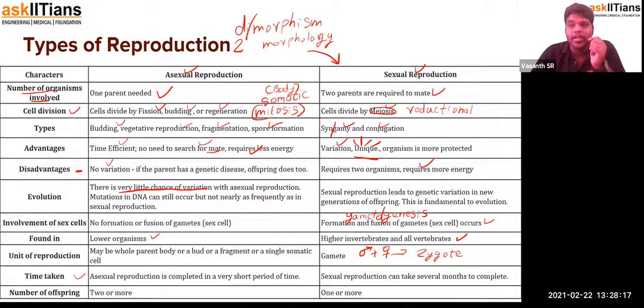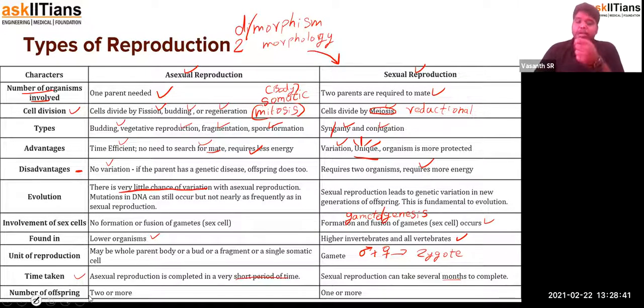Do you know how much time an elephant takes to actually give birth to its young one? Almost 2 years. Okay, and a human being is 9 to 10 months. So when you talk about sexual reproduction, it can take several months to complete. As I've told you, I've given an example. In asexual reproduction, it takes a very short period of time, right?